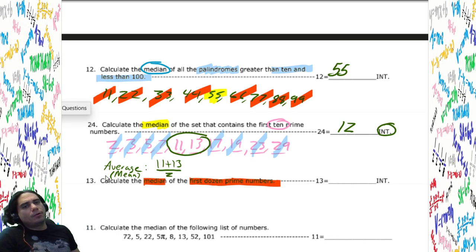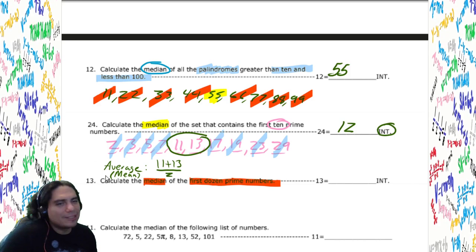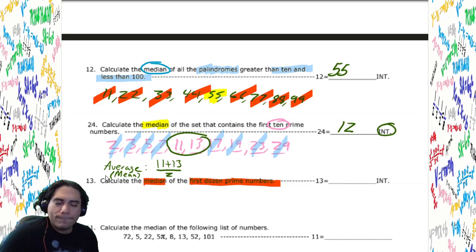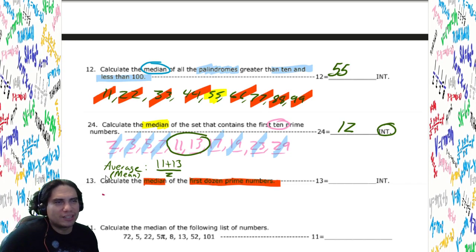But the way I remember is those dozen eggs that I like to eat, as well as those dozen donuts. I love myself some donuts. Hopefully you do too. So let's go ahead and get this problem done.